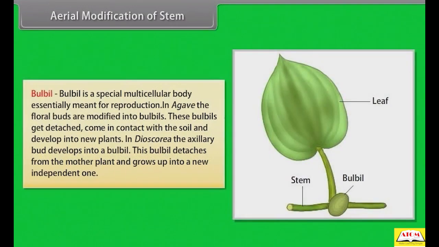Bulbil. Bulbil is a special multicellular body essentially meant for reproduction. In agave, the floral buds are modified into bulbils. These bulbils get detached, come in contact with the soil, and develop into new plants. In Dioscorea, the axillary bud develops into a bulbil. This bulbil detaches from the mother plant and grows up into a new independent one.